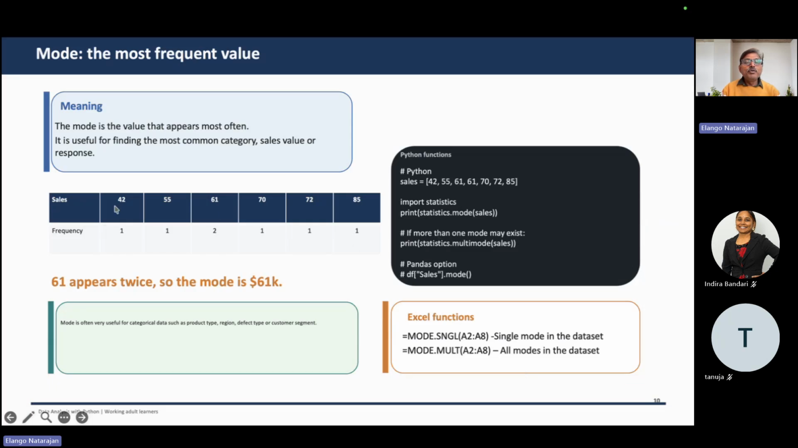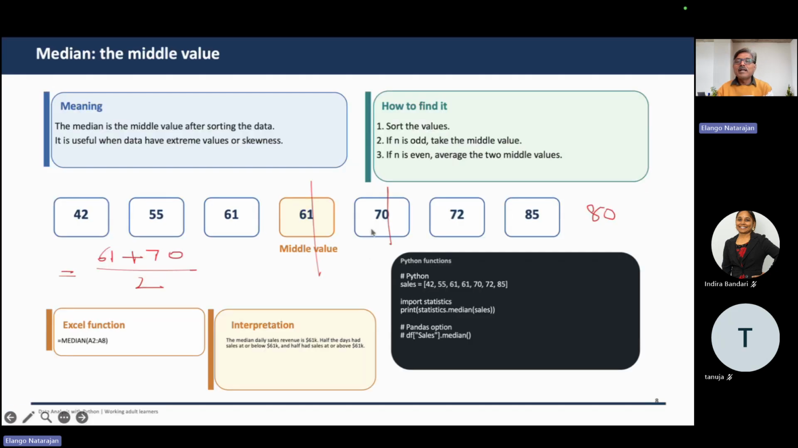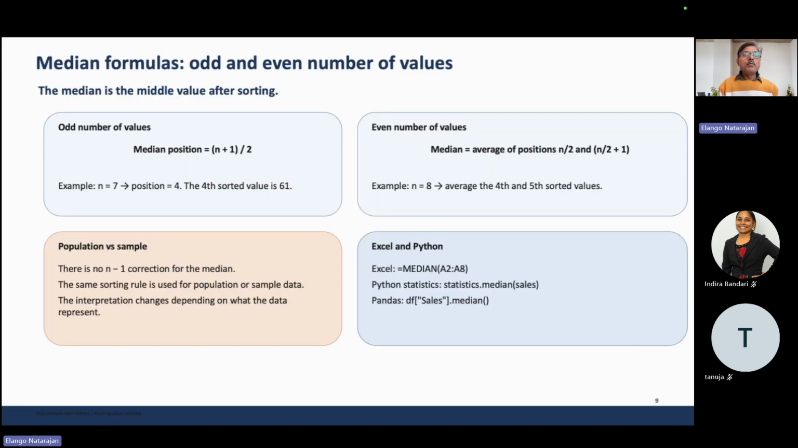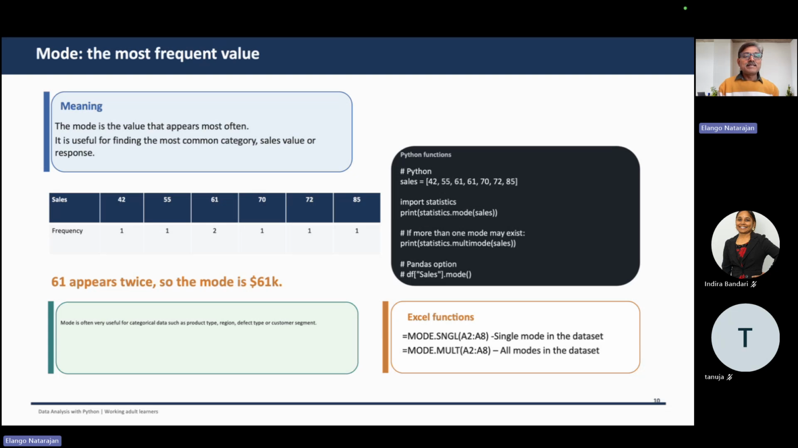For instance, if you look at this data set, 42 appears once, 55 appears once, 61 appears 2 times, 70 appears once, 72 appears once, 85 appears once, 80 appears once. If you want to find the mode, you just find the frequency of each number and choose the number that appears most frequently. So in our case, it is 61. 61 is the mode of the given data set.